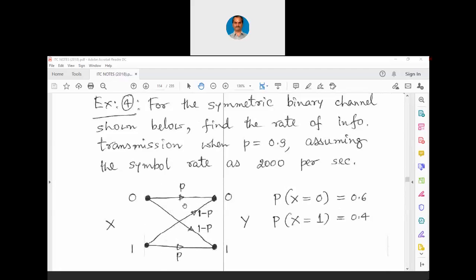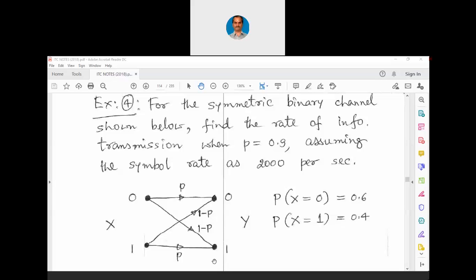And naturally we have P01 is 1 minus P, P10 is also 1 minus P. Now this is a symmetric binary channel. Otherwise, in an asymmetric binary channel, this P00 may not be equivalent to P11. What is a binary channel? A binary channel is the one which is going to have only two symbols being transmitted through it.